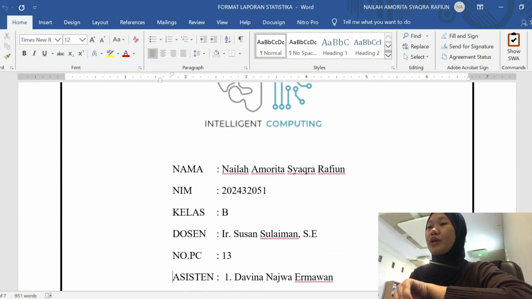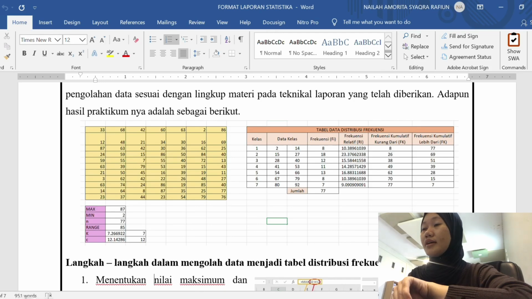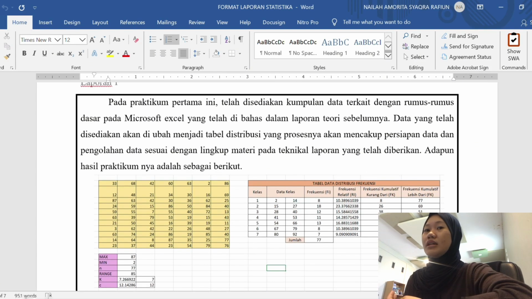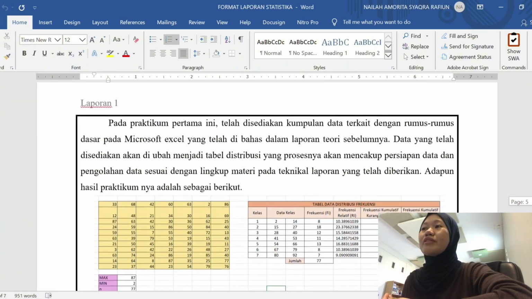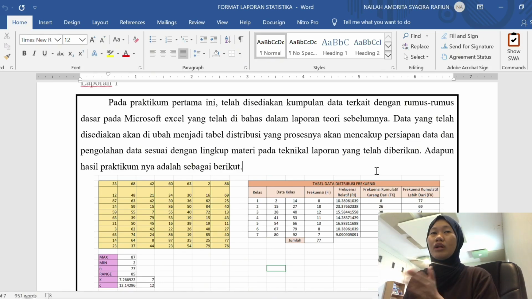this is my practicum report. In this practicum, of course, it is still related to the previous theory report, and here there is data that has been prepared to be converted into a frequency distribution table. So this is the result of my practicum.